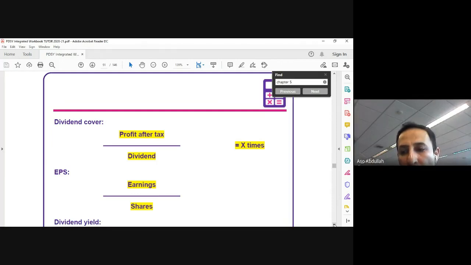Imagine you have a company that belongs to 3 or 4 people, and they made 10,000 or 20,000 in profit. The 20,000 profit is divided between 4 people. Each of them is entitled to £5,000. So this is the dividend.